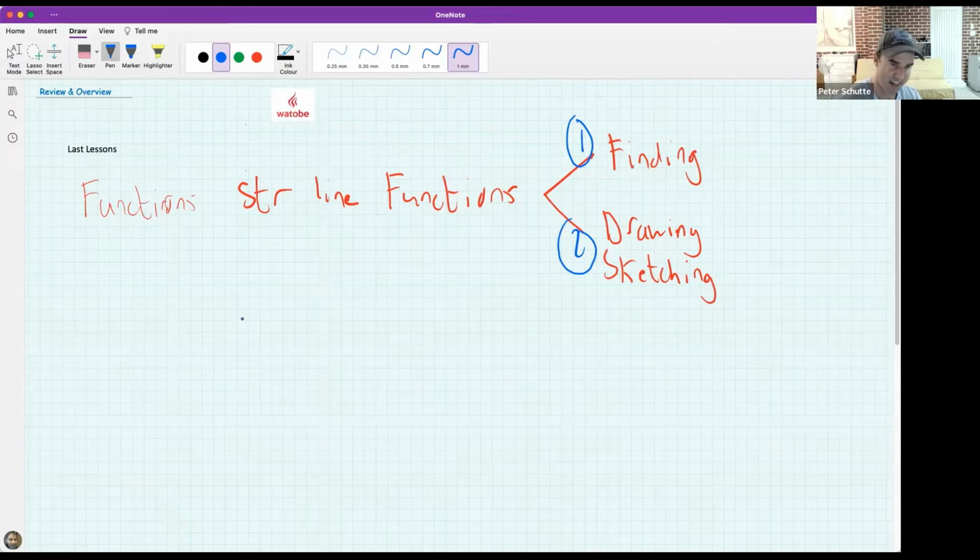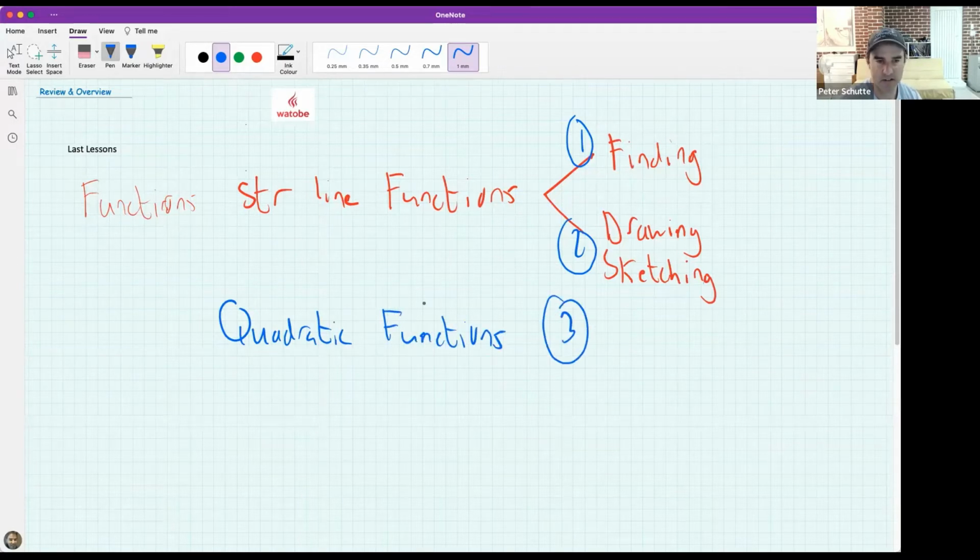Now today, we are going to start looking at something called quadratic functions. And a lot of the ideas for quadratic functions link back to the earlier straight line functions. So you're still going to have to be able to find the y-intercept, the x-intercept, and these are going to be important ideas, and we're going to figure them out as we go.